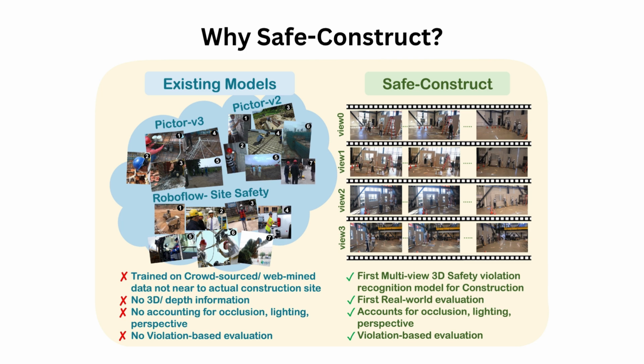Why SafeConstruct? Existing models are typically trained on crowdsourced or web-mined datasets like Pictor v2, Pictor v3, and Roboflow datasets, framing the problem as a 2D object detection task. These models lack 3D spatial understanding and scene-level worker-object context. Moreover, these datasets are small, with most images having unrealistic resolutions and perspectives, and lack construction-specific attributes such as depth, occlusion, lighting variance, and violation-centric annotations.